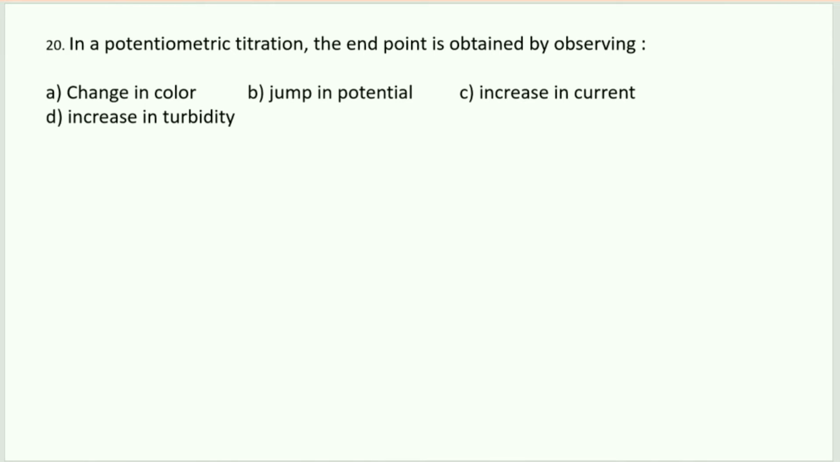20. In a potentiometric titration, the end point is obtained by observing change in color, jump in potential, increase in current, increase in turbidity. It's a very simple question. The potentiometric titration usually depends upon the jump in potential.